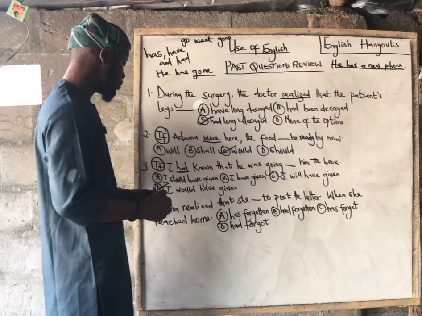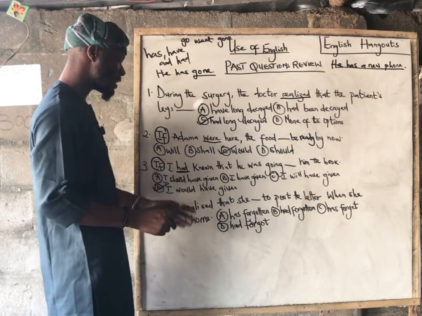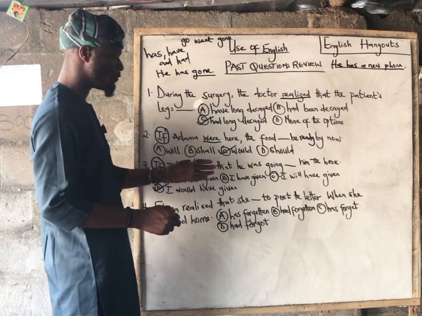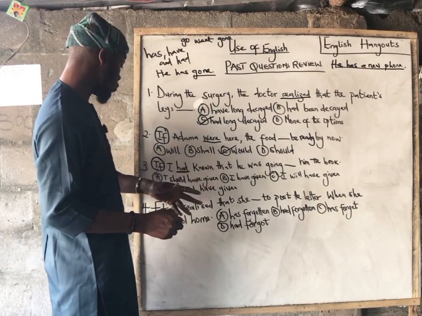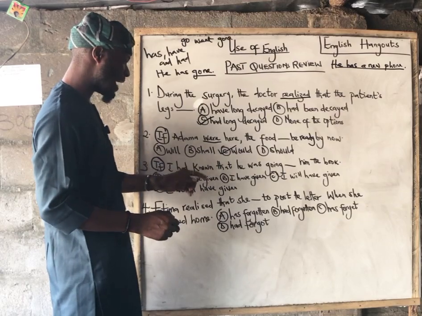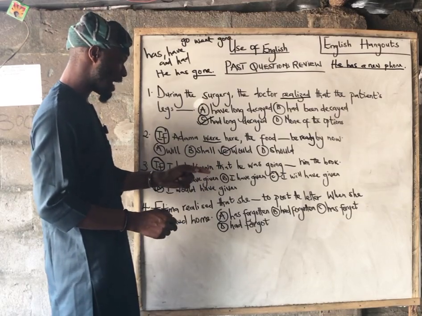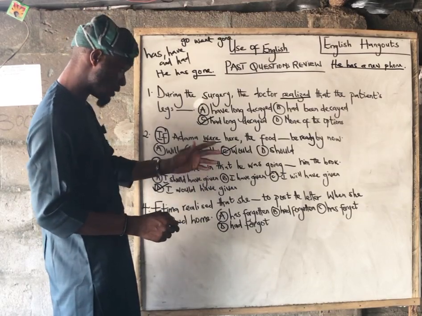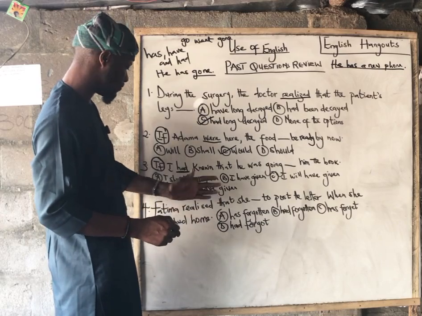And finally, we have: Fatima realized that she dashed to post the letter when she reached home. A, we have has forgotten. B, we have had forgotten. C, we have has forget. And D, we have had forgot.